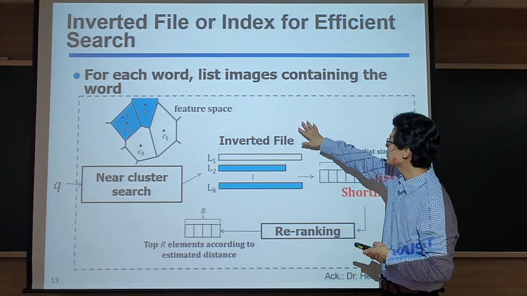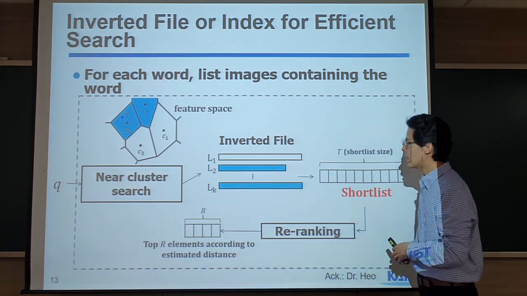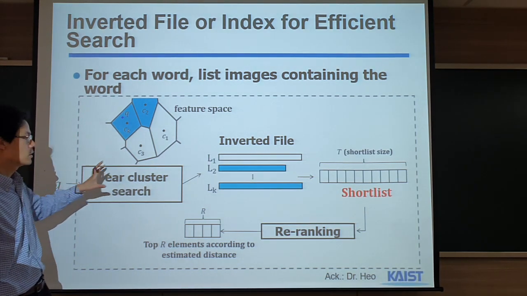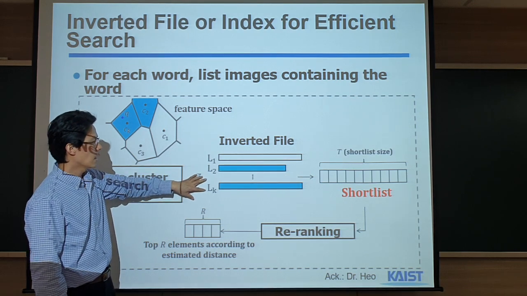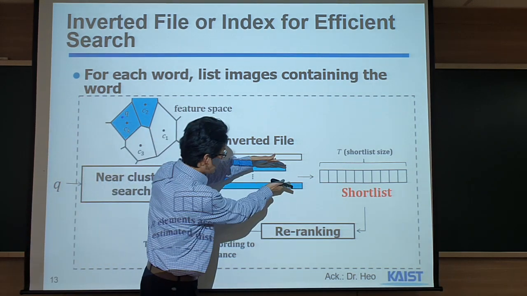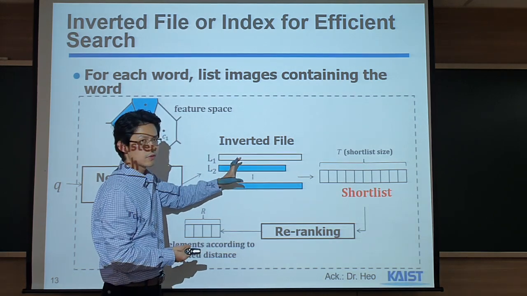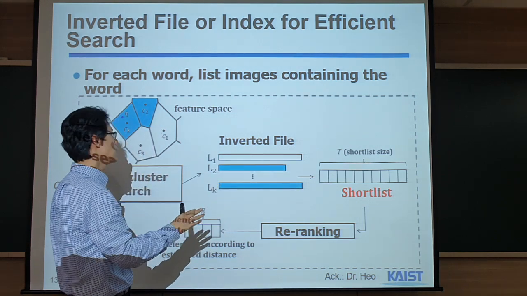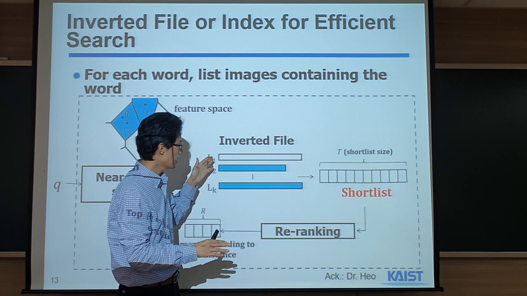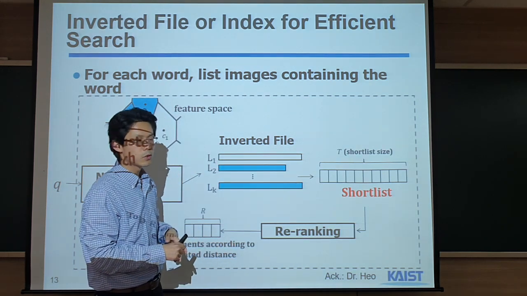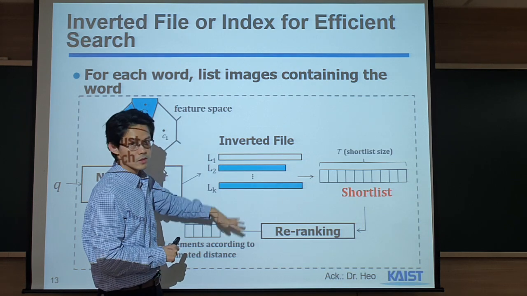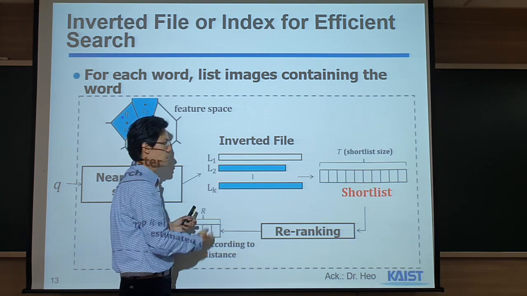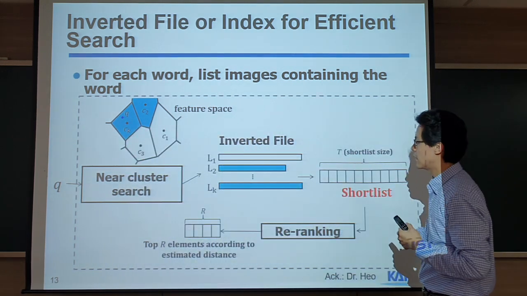We call it also inverted index or inverted file. And then suppose that for this query image, we identify that it has features under C2 and CK. Then we go through this inverted file, identify those images, and perform the matching only between the query image and those images. We don't need to scan all the images, right? Instead, we just need to go over the images associated with only C2 and CK. That way, we can accelerate this search performance.